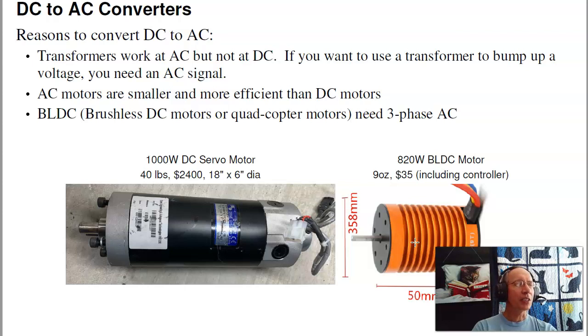In addition, things like quadcopter motors. A quadcopter motor is a BLDC, brushless DC motor. This is actually a three-phase AC synchronous motor. I have no idea why they call it a DC motor. It's actually AC, but that's the name of it. By switching over to AC, you can make the motors much smaller, much more powerful, and that's one of the neat things about electrical engineering.